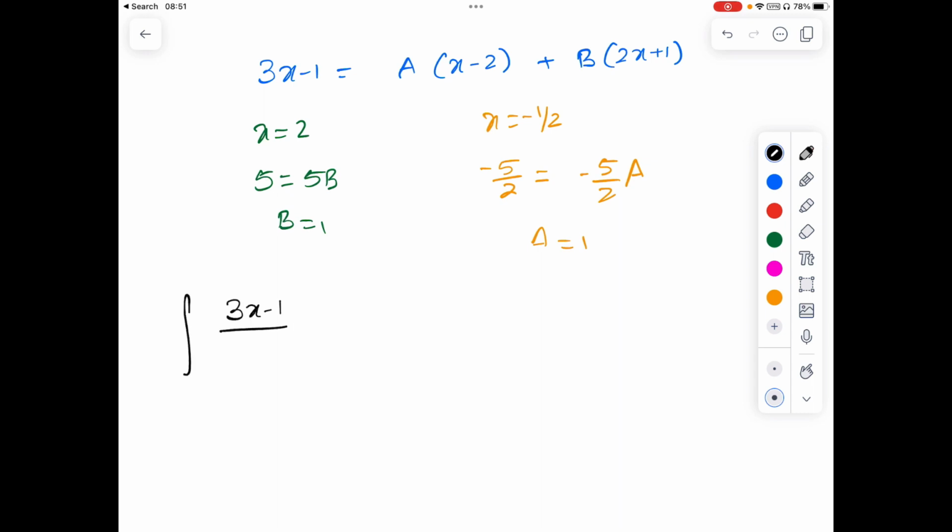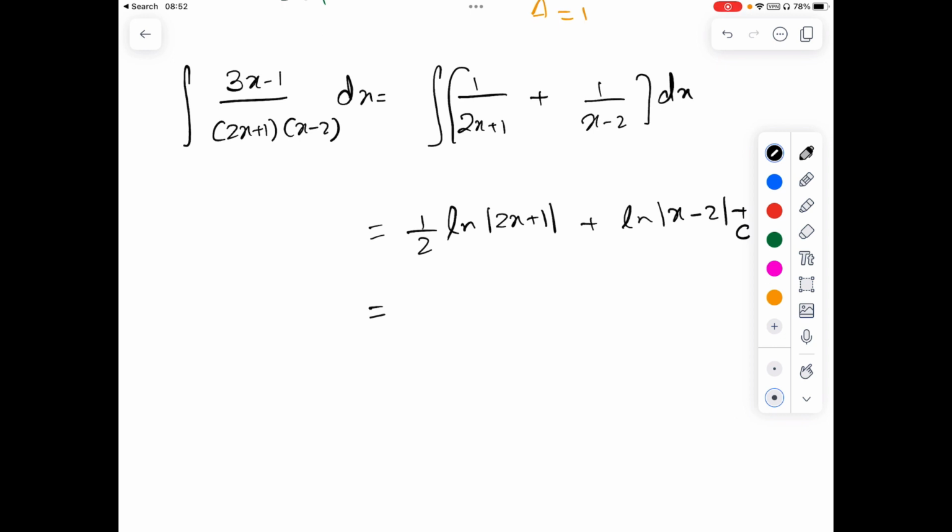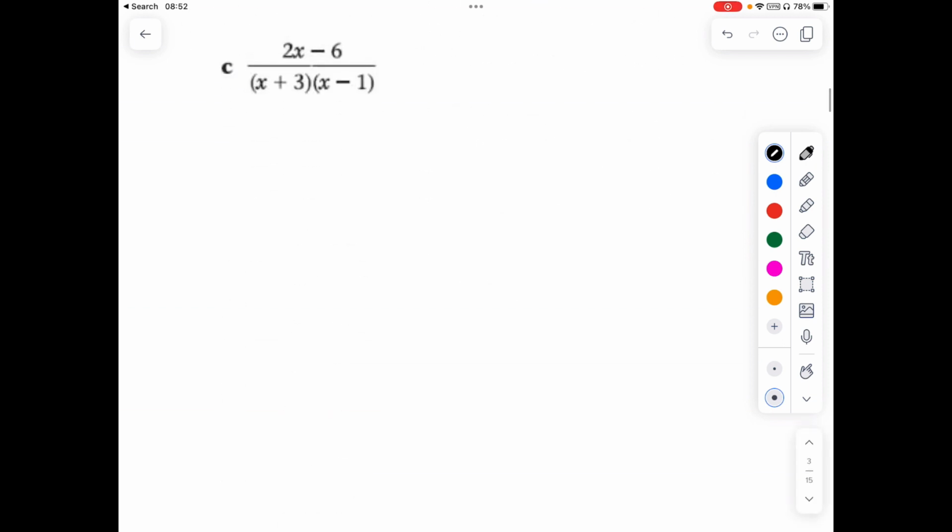So now the question becomes: the integral of (3x - 1) upon (2x + 1)(x - 2) dx equals the integral of 1 upon (2x + 1) plus 1 upon (x - 2) dx. So it becomes 1 upon 2 ln|2x + 1|, because we divide by the derivative of the inner function, plus ln|x - 2| plus C. This 1 upon 2 becomes a square root. So ln of the square root of (2x + 1) times (x - 2), whole absolute value, plus C. This is the answer. Question number C.